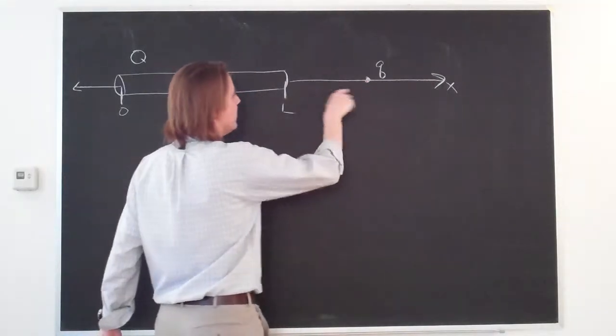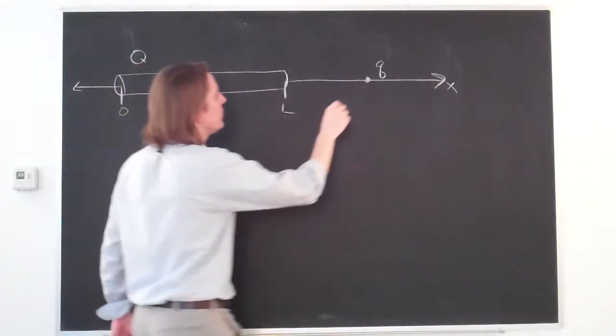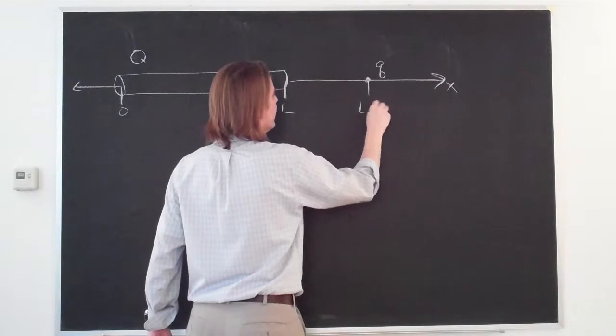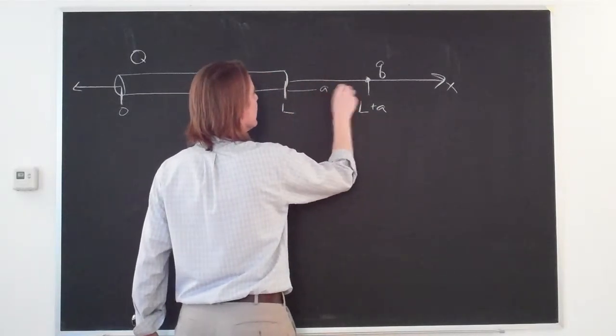The point charge is a distance A from the rod, so it must sit at a position L plus A. So this distance is A.